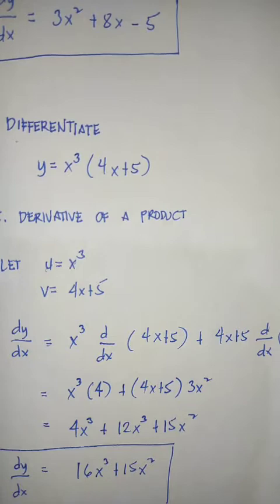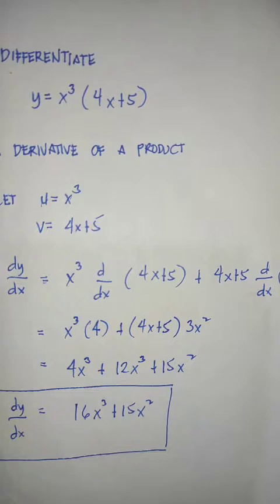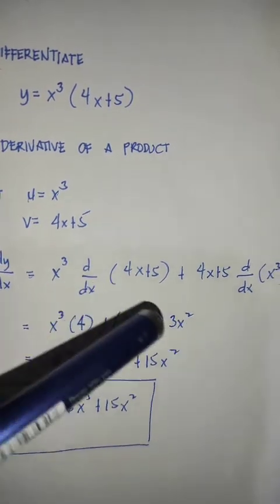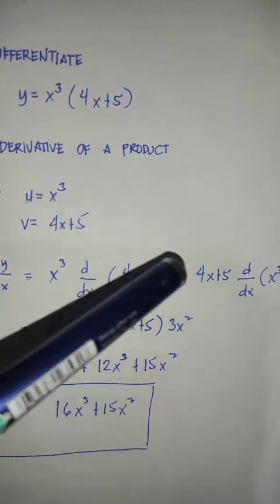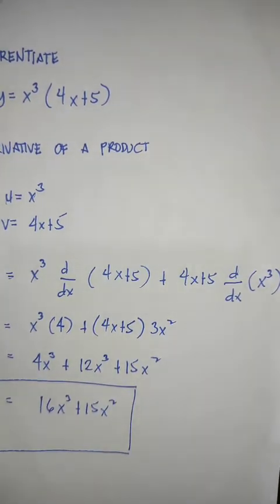So, following the differentiation formula, magiging sagot is 16x cubed plus 15x squared. So, ito yung u derivative of v with respect to x, tapos v. Pag ganun v, kopyahin mo lang, and then multiply mo daw siya sa derivative of u, which is, ang u mo is x cubed. So, ganun lang siya.